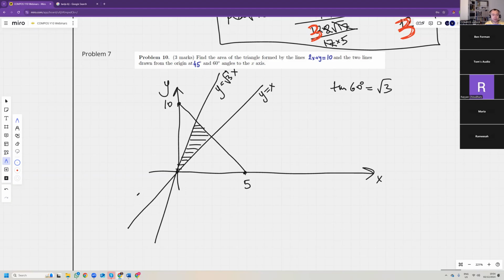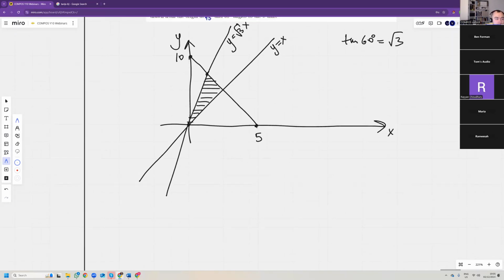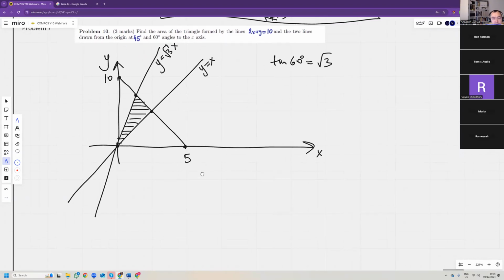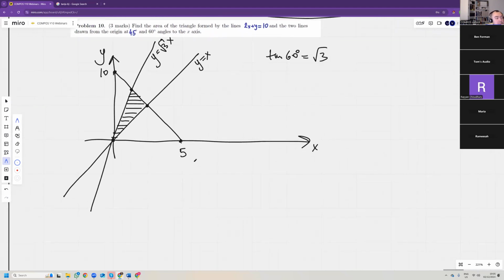Well, there are several ways you can do this. You can use the formula 1/2 base times height. The question is, what would the base be? Well, I would say this is the base, this side. And the height is the distance from this point to this straight line. So that's the height. So you can do it like that.